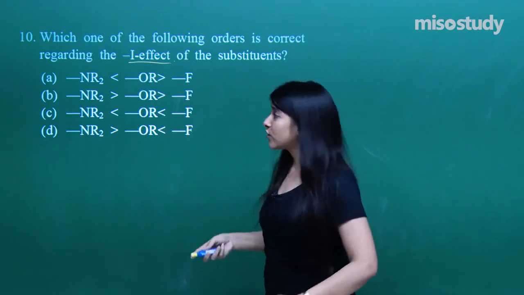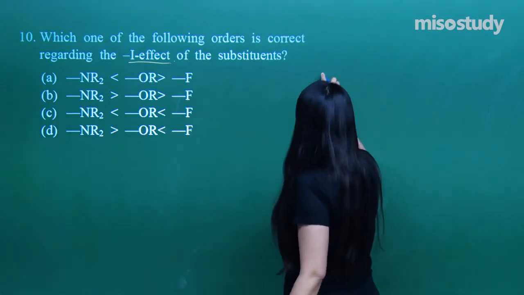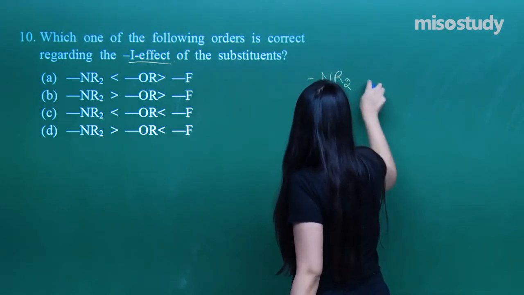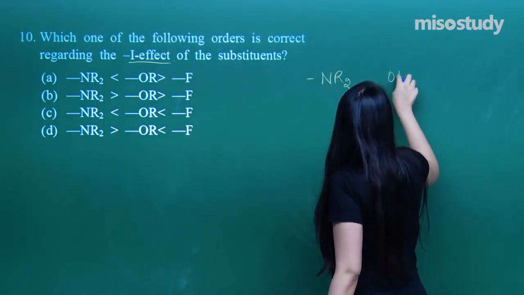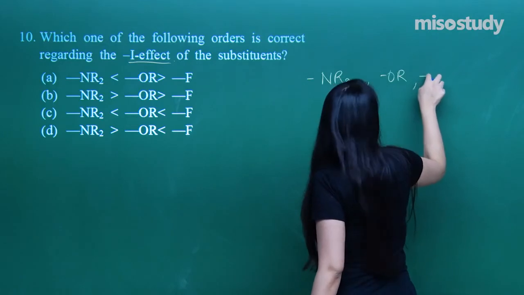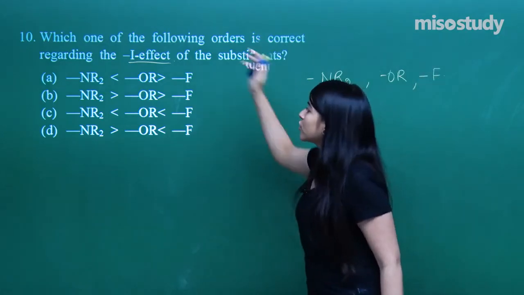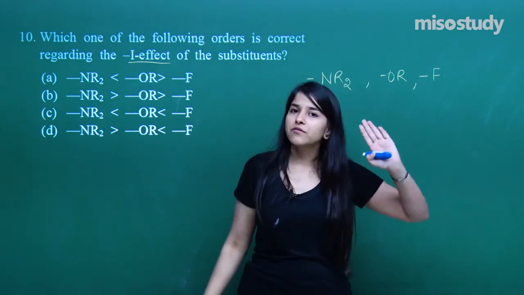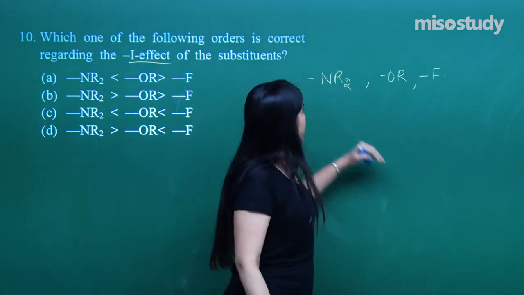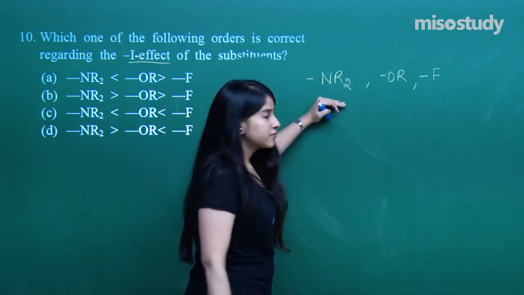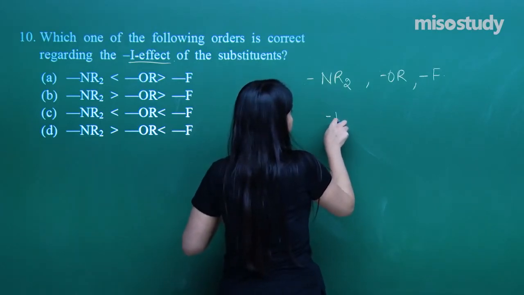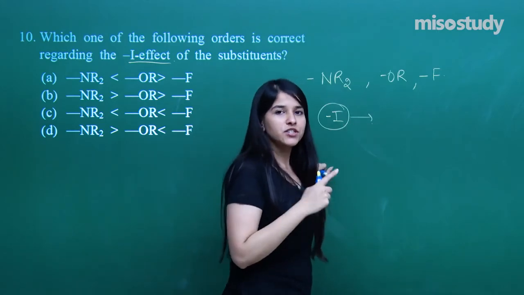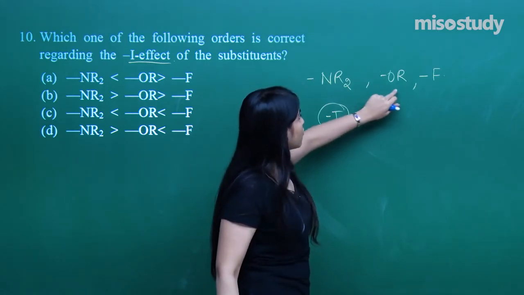Just try to recall all the concepts. So I need to have the concept for minus I effect. First group is NR2, the other is OR, and the other is, do not waste time on looking onto the options, but first try to write down what all groups we have given in the question. So here I have got NR2, minus I effect. On the basis of what concept we are judging the minus I effect over here? I have got OR and F.